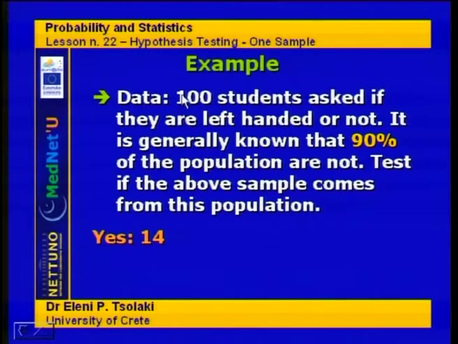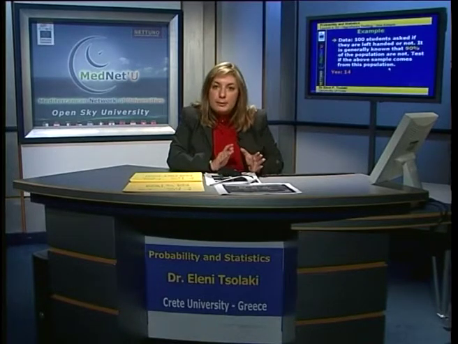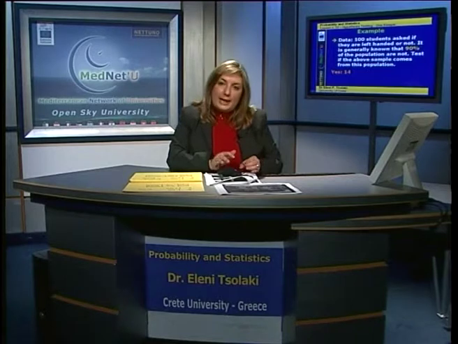So if we have data now from 100 students that are asked if they are left-handed or not, and it is generally known that 90% of the population are not, we want to test if this is true, if actually the sample comes from such a population. We see that we have some information, and we want to test if this information is true or not. So we collect data.